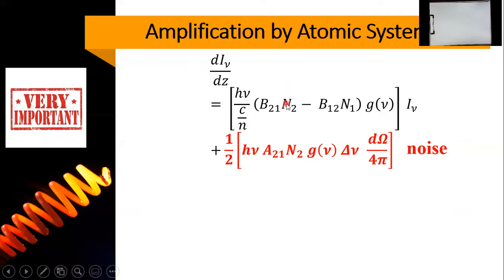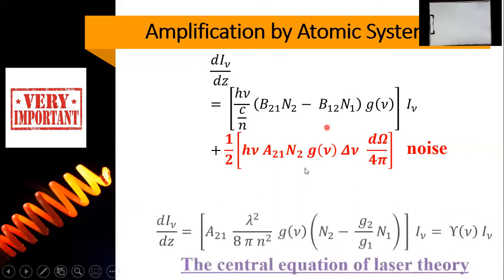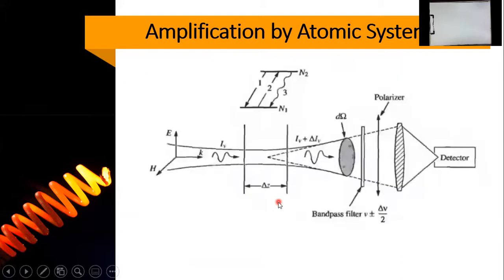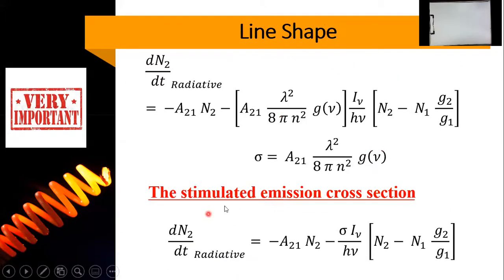stimulated emission in positive and the absorption in negative. And we will say that this is the central equation of laser theory. What I did here is just substitute P21 and P12 by their corresponding terms in terms of A21, so I got this long equation. If you remember, this is sigma. We have already defined it at the end of part number 2, which is the stimulated emission cross-section, sigma.